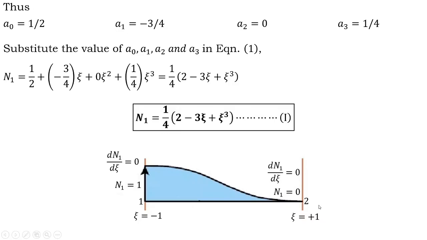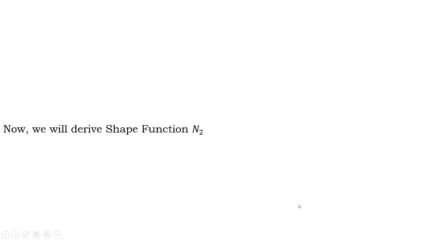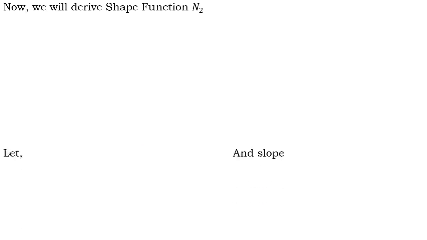When I come to the other node, my n1 is also 0 and my slope dn1 divided by d zeta is also 0. Therefore this curve is approaching 0, that is the baseline, when it comes to node number 2. So this is how the shape function n1 is varying. Now similarly we need to derive the shape function n2.